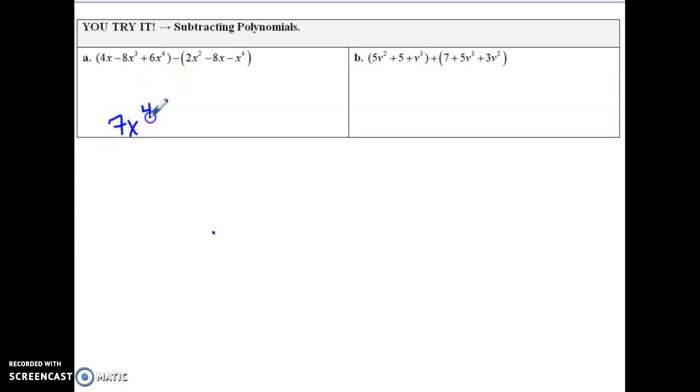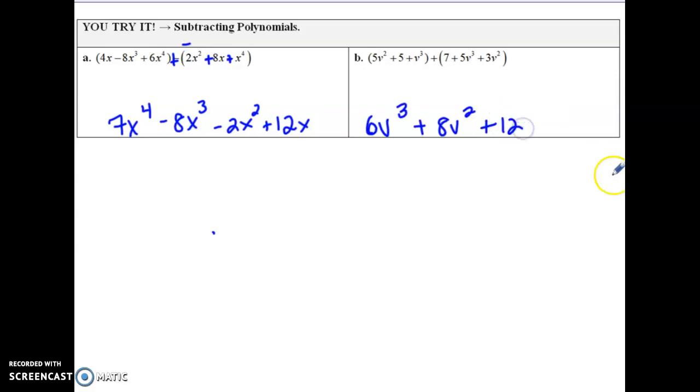Okay, so for this one, you should have 7x to the fourth once you change your signs, minus 8x to the third, minus 2x squared, plus 12x. Okay, and then this next one is actually an addition problem, so hopefully you caught that. 1 plus 5 is 6v to the third, plus 8v squared, plus 12.